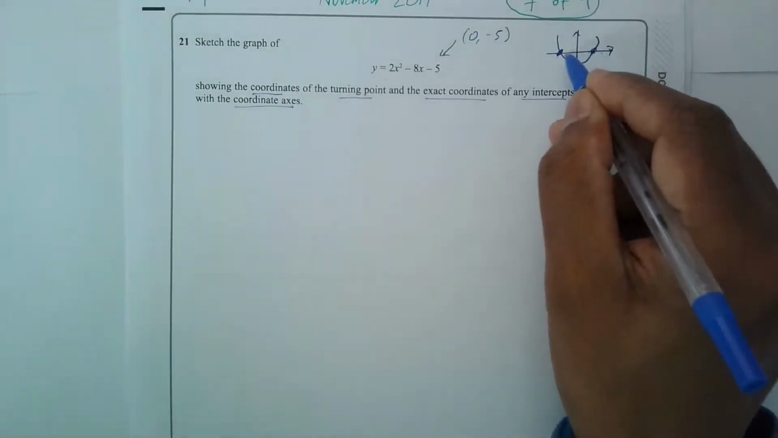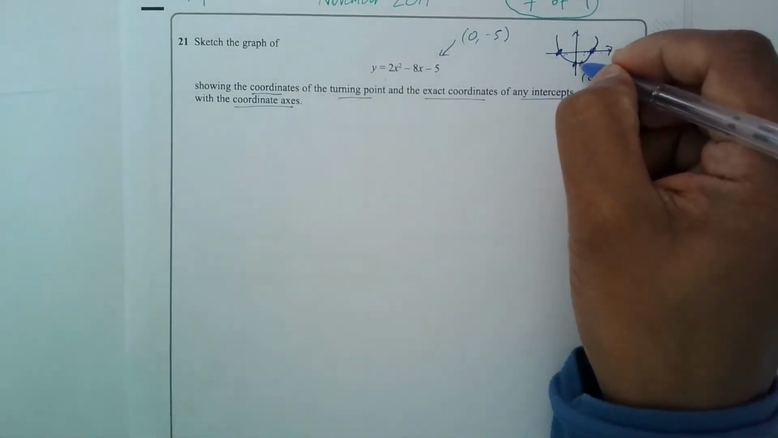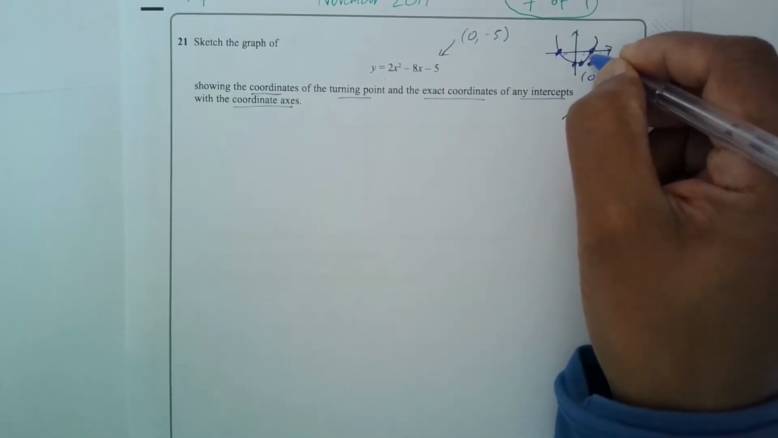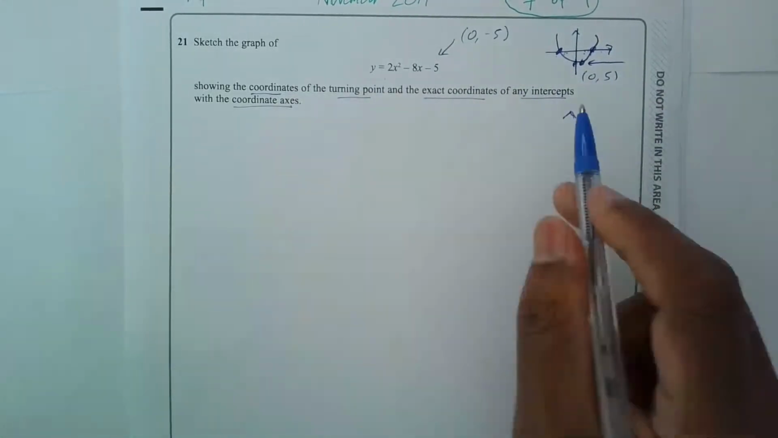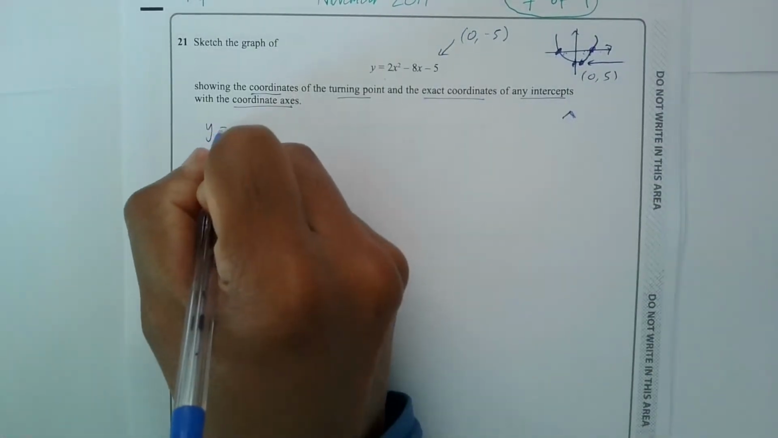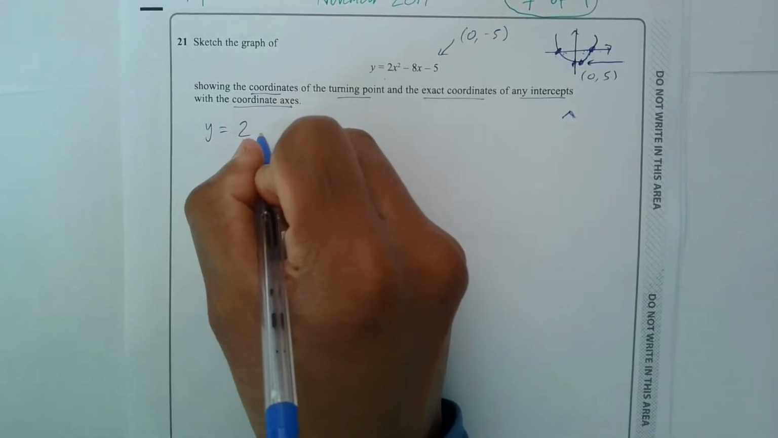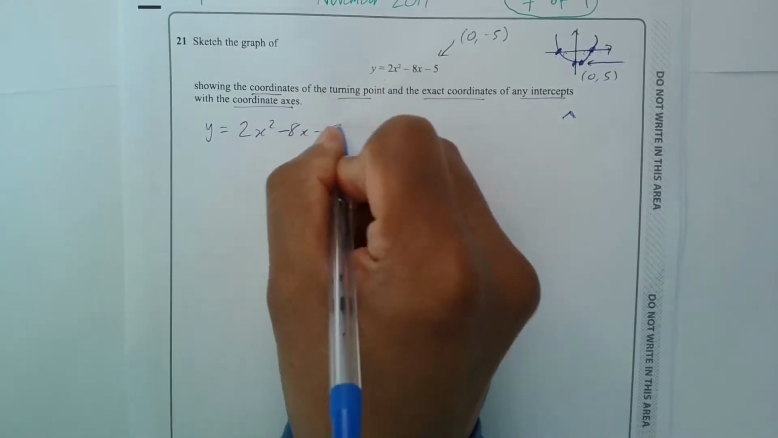Now I need to find out what these two are. So that's one thing. And then I need to also find my turning point. So I've got 4 things that I need to work out. So let me go to the turning point next. I'm going to complete the square. y equals 2x squared take away 8x take away 5.